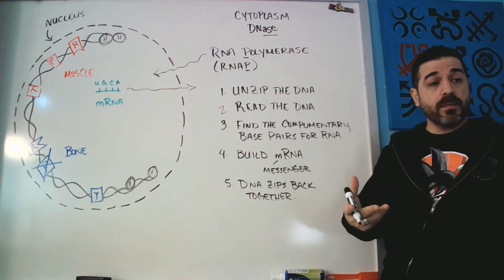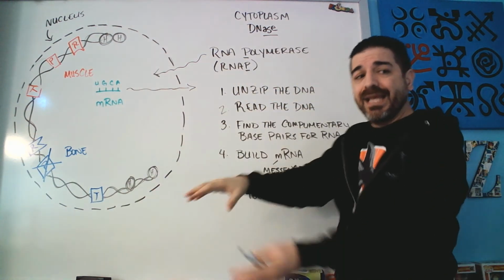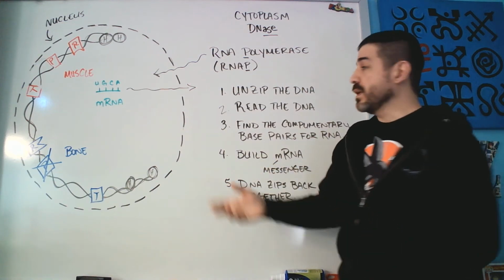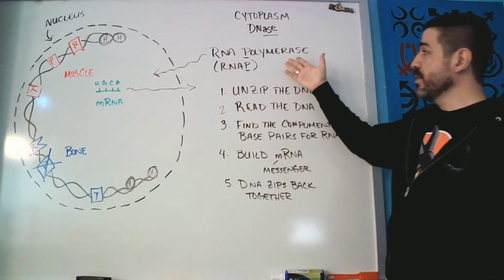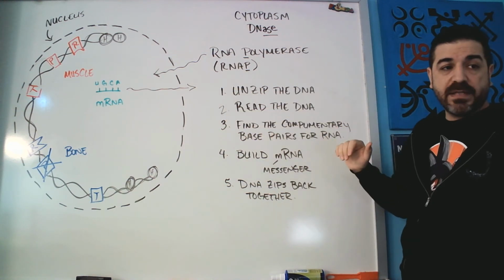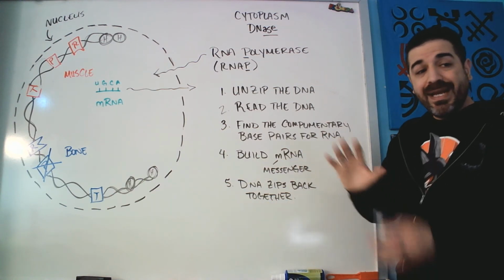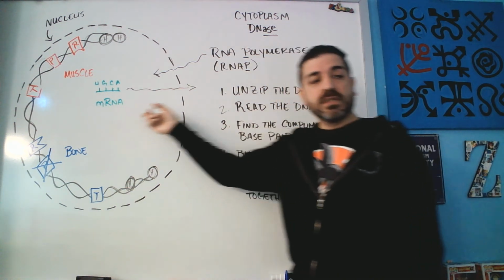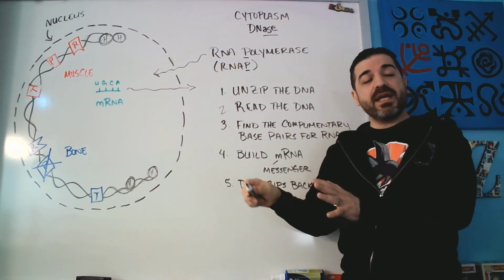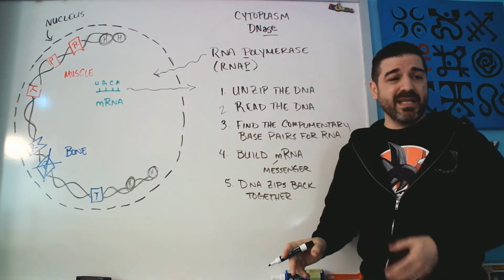Keep in mind, what was our goal? Okay? Our goal was to be able to take the instructions in the DNA and get them out into the cytoplasm, which is where the ribosomes are. And to do that, we couldn't just rely on DNA by itself. RNA polymerase came in, unzipped the DNA, read it, found the complementary base pairs for RNA, built the mRNA, and put the DNA back together. At this point, my mRNA is able to leave the nucleus and go find some ribosomes to synthesize some proteins. What happens after that is a different process known as translation, which is obviously related to this, but we'll cover that in a later video.